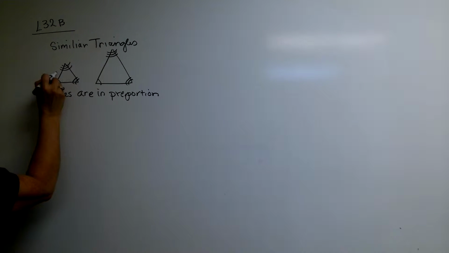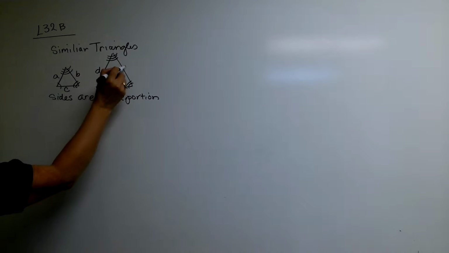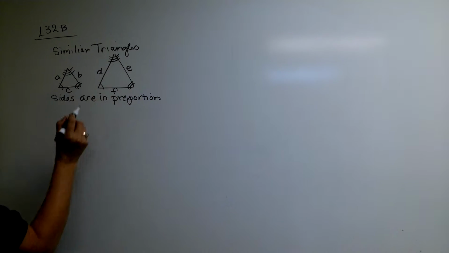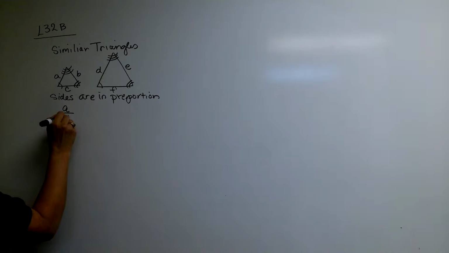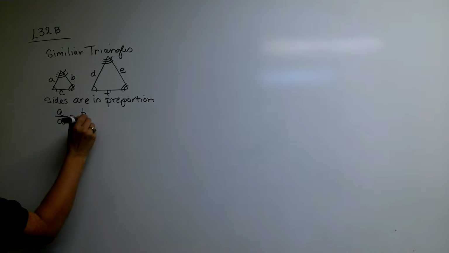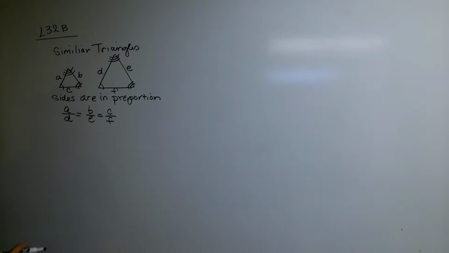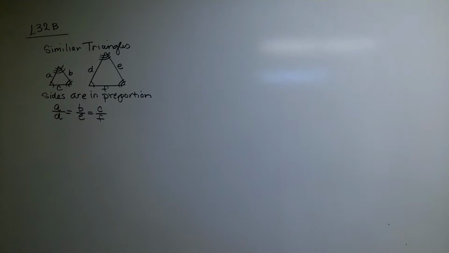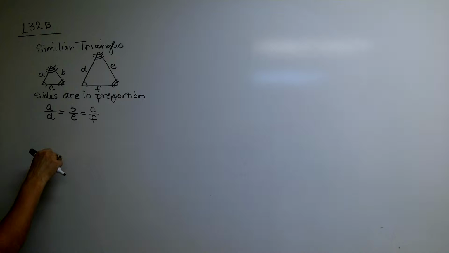So that would be, if this is A, B, and C, and this is D, E, and F, this means that the ratio of A over D is equal to the ratio of B over E, which is equal to the ratio of C over F. And we've been solving similar triangles already using these three ratios.